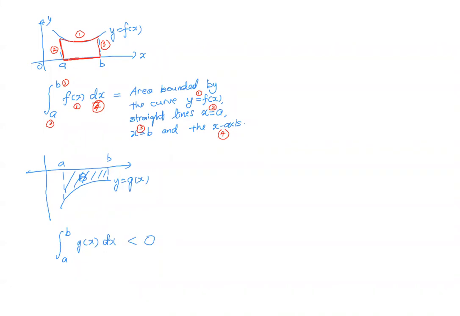So if I want to say area, then I have two ways. I can put an absolute value for this integral, or I can invert the limit. Then I will get a positive value. All these are the rules for definite integral.